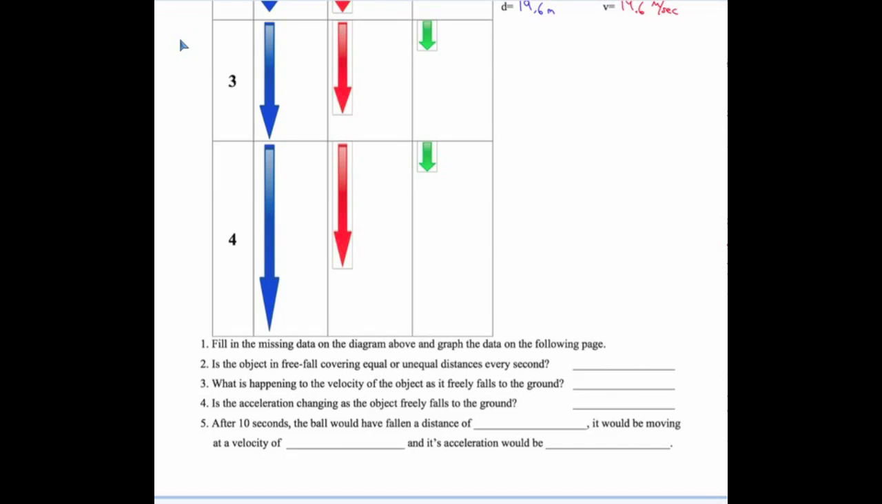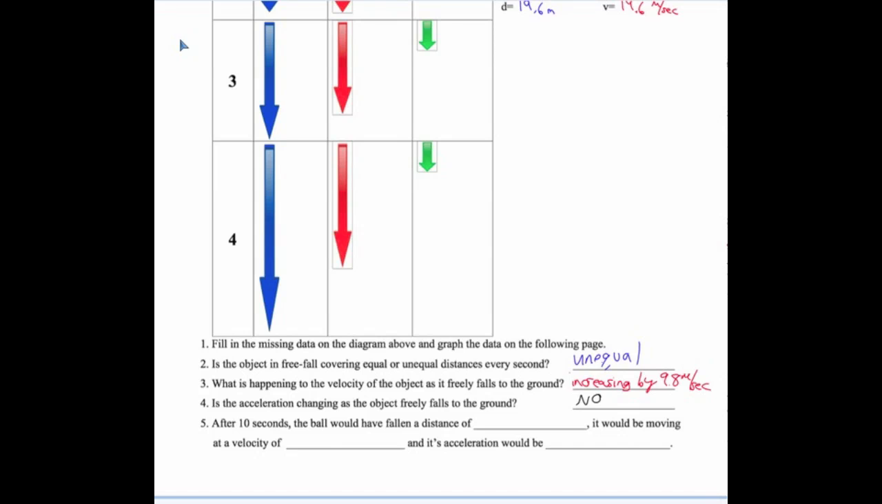Now that we have our graph, we can fill in this section. Is the object in free fall covering equal or unequal distances every second? Well, it's accelerating, so it's unequal. The velocity is increasing by 9.8 meters per second each second. The acceleration, however, stays the same at 9.8 meters per second squared.